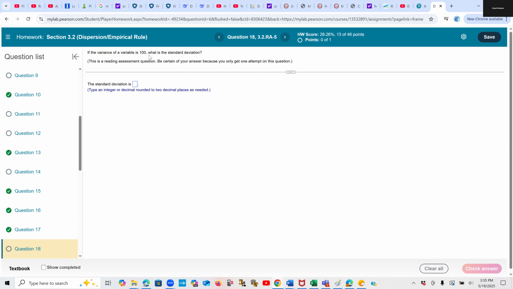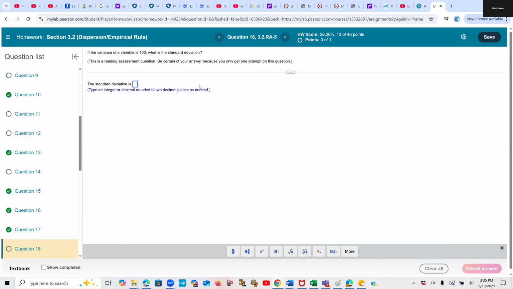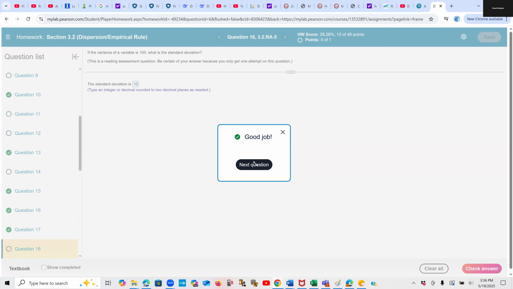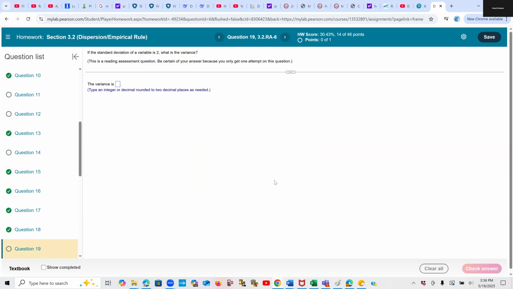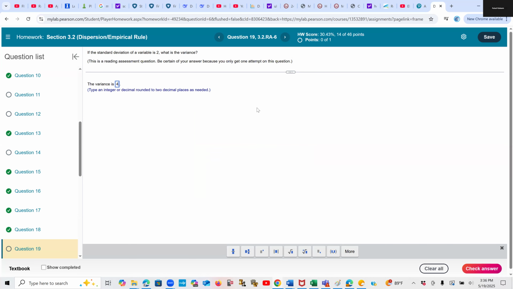Okay, if the variance is 100, standard deviation is what? Standard deviation is the square root of variance. The square root of 100 is 10. If the standard deviation is 2, what's variance? Variance is the square of standard deviation. So 2 square is 4.